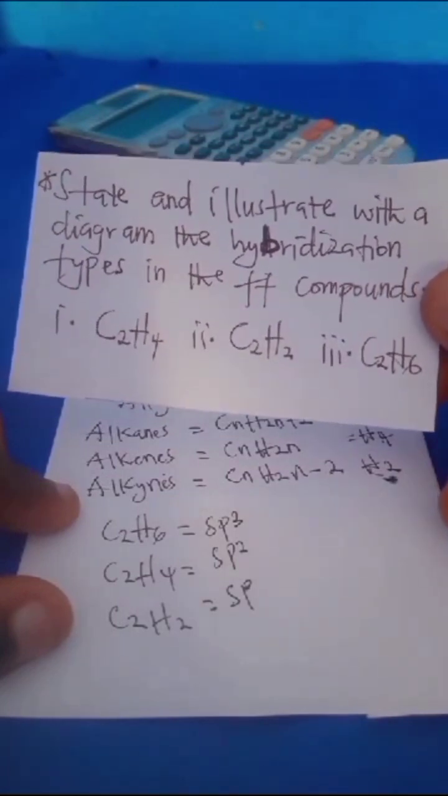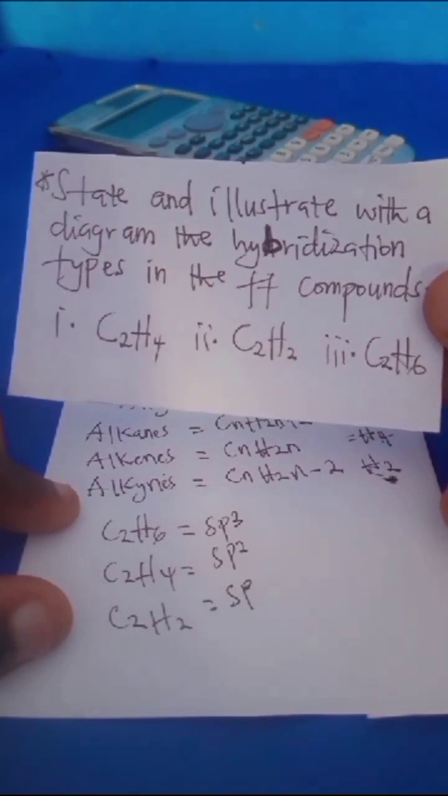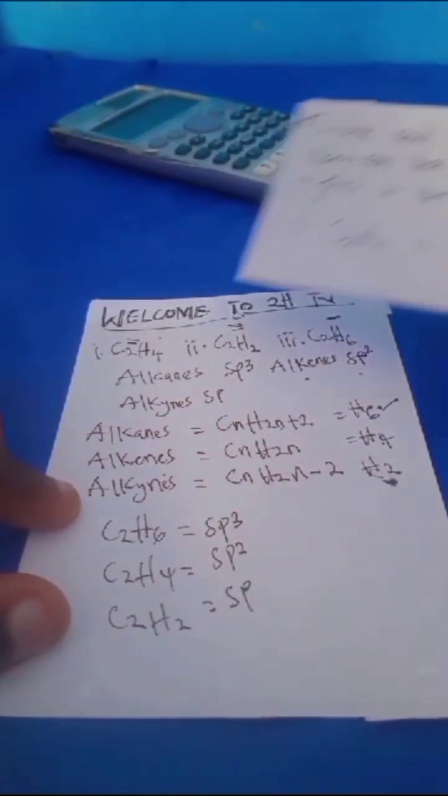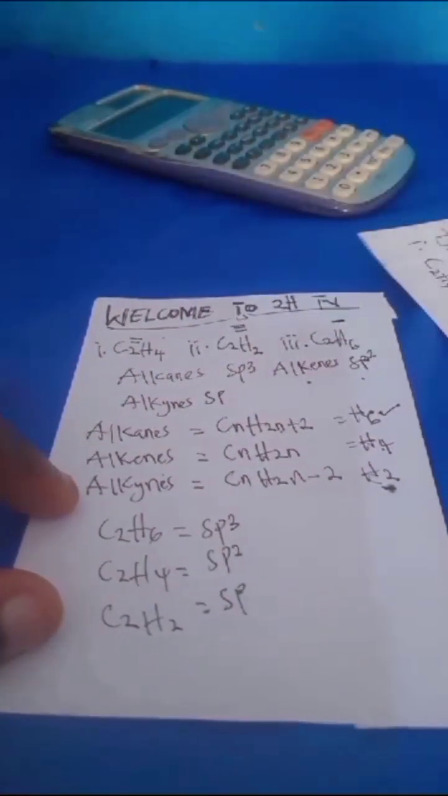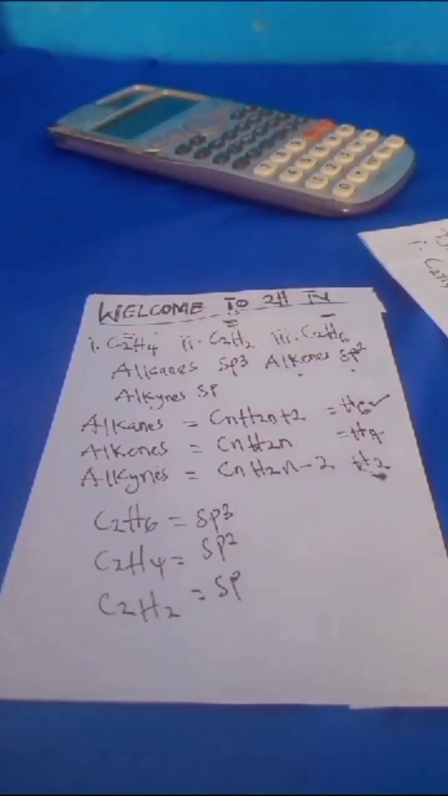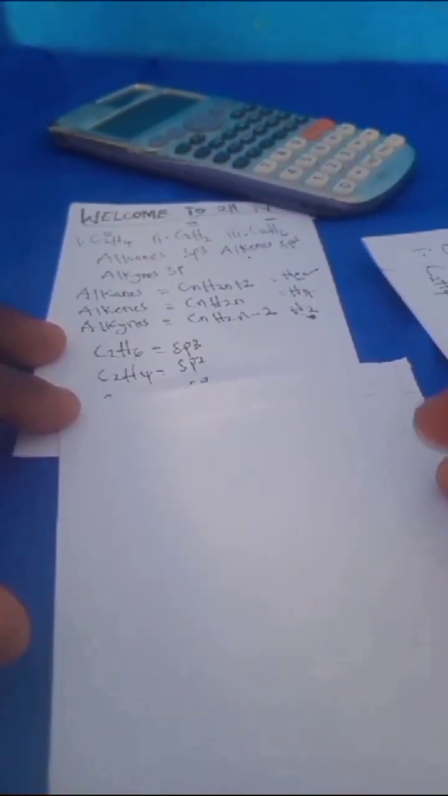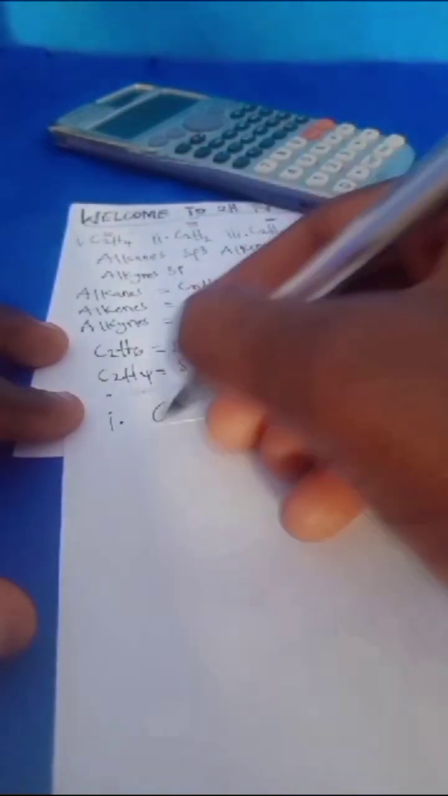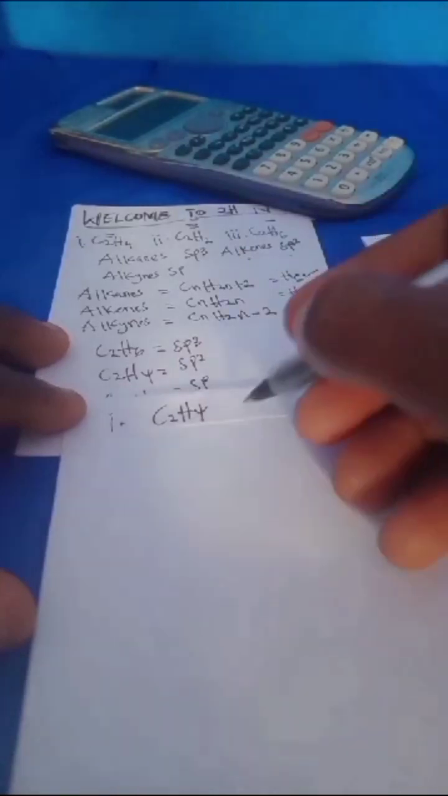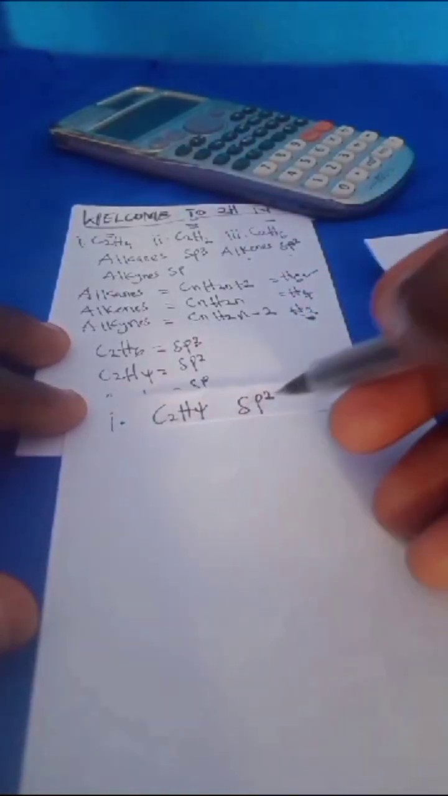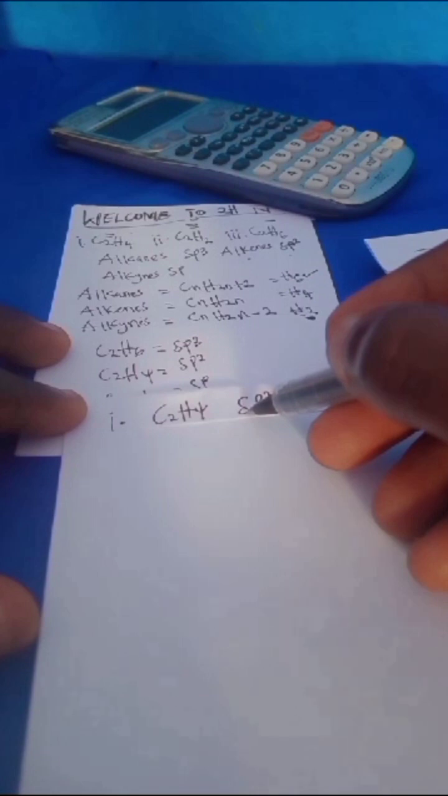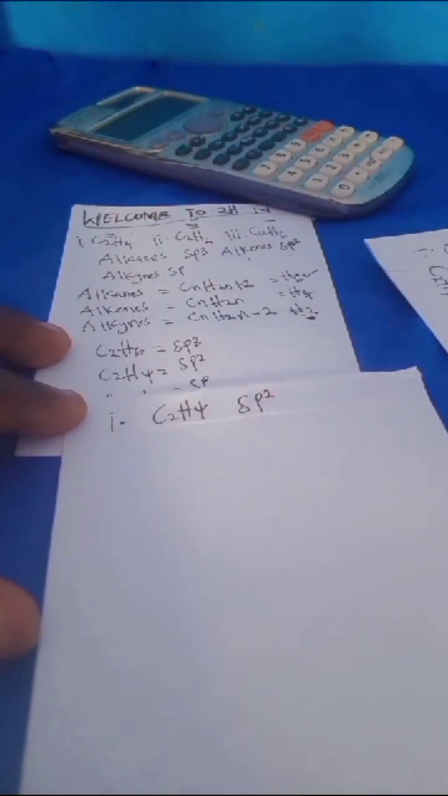Now let's get to the second part, which says that we should illustrate with a diagram the type of hybridization. Let's start with the first one, which is C2H4. We said that C2H4 has sp2 hybridization, meaning that we are going to have 3 hybrid orbitals at the end of the day.